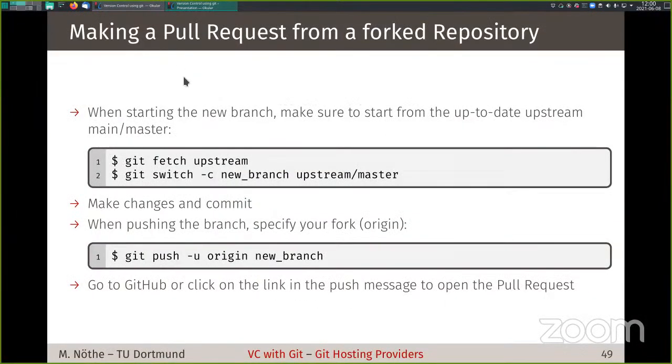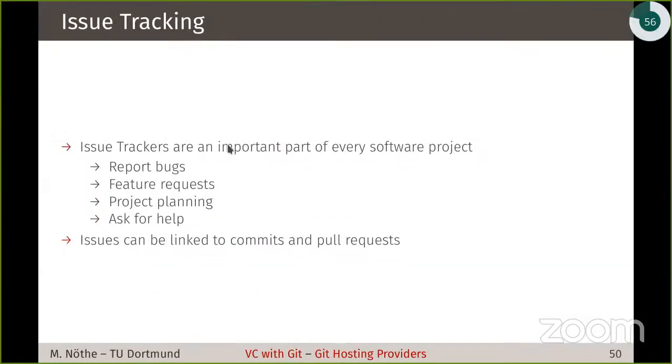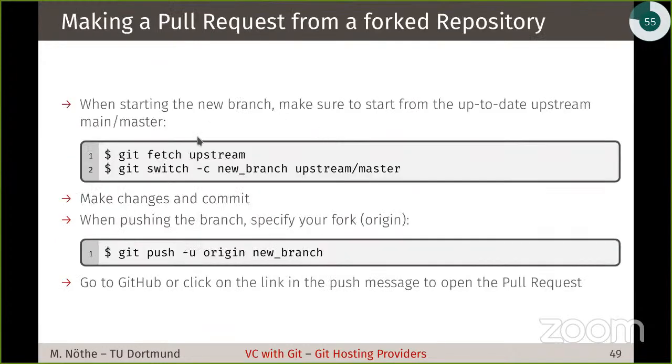And when you do this, it's important that when you start a new pull request, you always start from the most current main or master branch from the main repository. And this you can ensure by doing git fetch upstream to get the latest changes, and then create a new branch that exactly starts at the current upstream master or upstream main version.